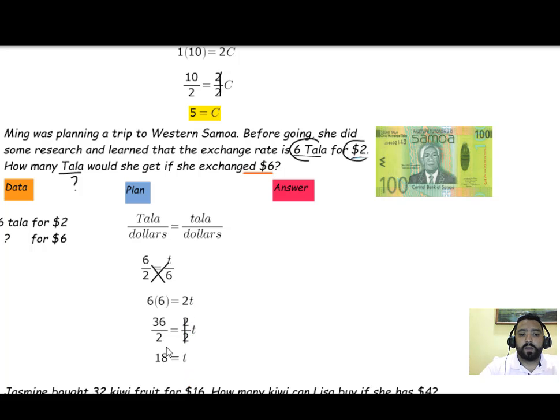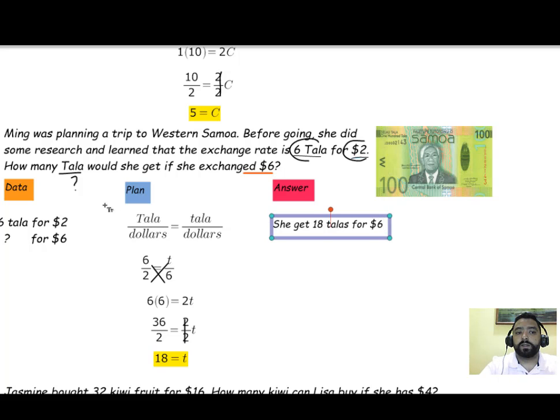And finally, we're going to have the answer for this situation, which is 18 talas for $6. So this is going to be our answer for this one. So she gets 18 talas for $6. And this is going to be the answer for this word problem application.